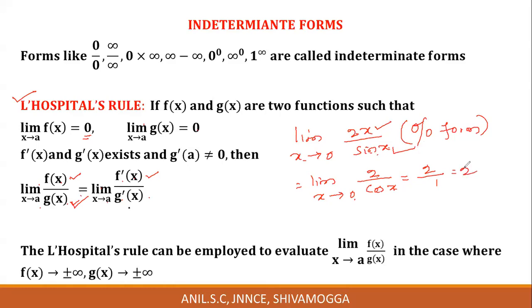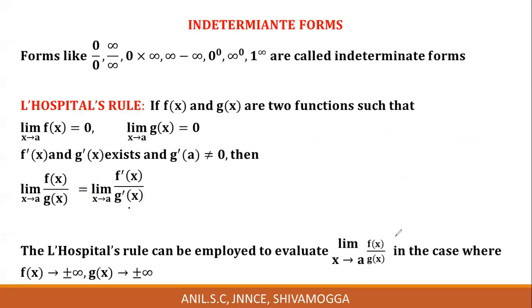This is the statement. If f of x and g of x are functions such that the limit of f of x as x tends to 0 and the limit of g of x as x tends to 0 are both 0, then the limit of f of x divided by g of x is equal to the limit of f dash x divided by g dash x. This is also applicable when the indeterminate form is infinity by infinity also.